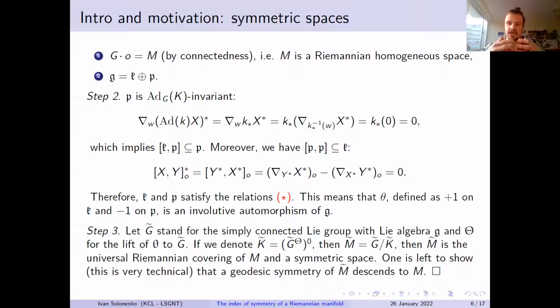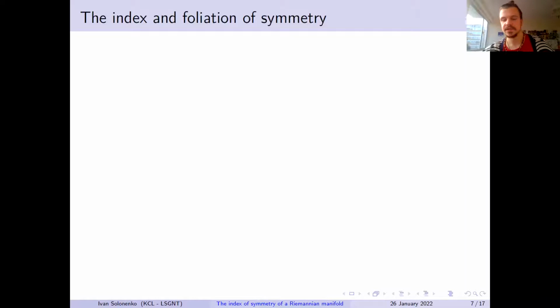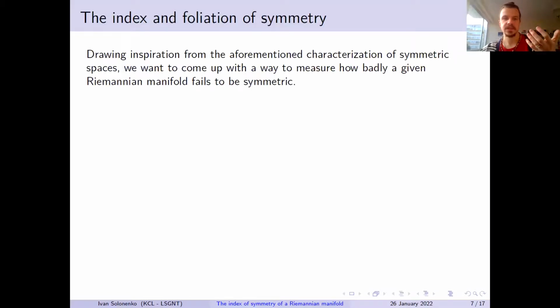And then the Riemannian piece, which is the technical part, which I'm going to omit, is that the geodesic symmetry, you remember the one which we call S_P, which reverses geodesics, of M tilde descends to M. This is technical, so I'm going to omit it. So now we can proceed to the main part. Now that we know this characterization of Riemannian symmetric spaces, we'll use it as an inspiration to measure how badly a given Riemannian manifold fails to be symmetric.